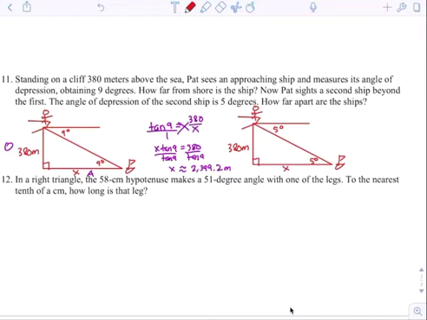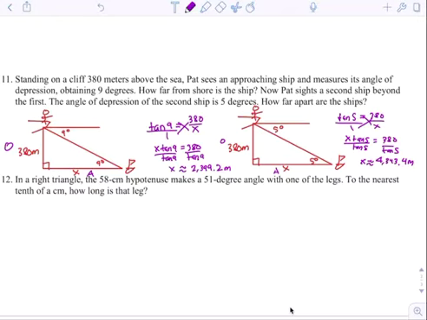So basically, we're still using opposite and adjacent. So tan of 5 is equal to 380 over x. Cross multiply, x tan 5 is equal to 380. Divide both sides by tan 5. And we're going to get x is roughly 380 divided by tan of 5, 4,343.4 meters. Okay, so that's when he sees from an angle of depression of 5 degrees.